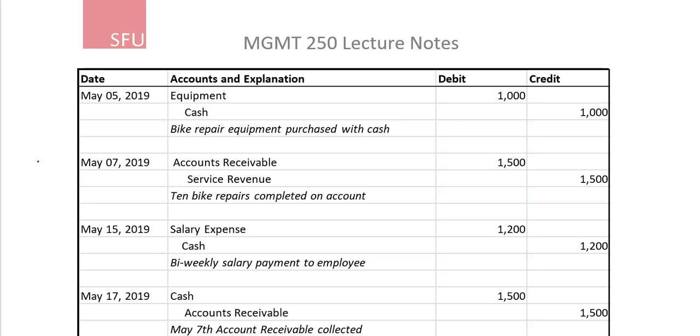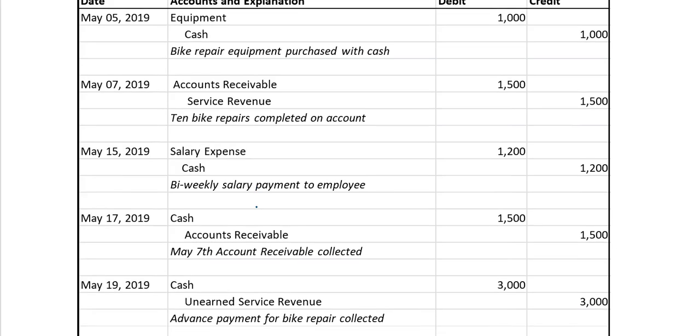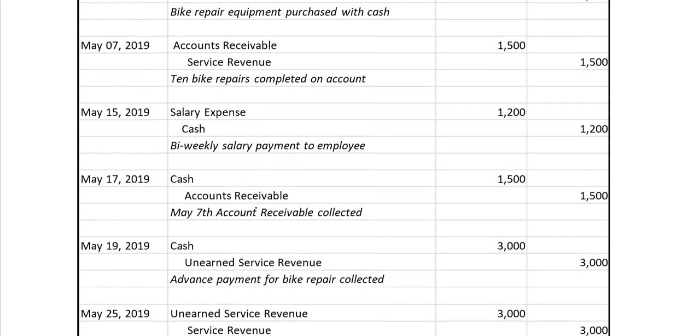So May 5th, we have equipment purchased with cash. We can tell this by looking at the debit and credit, or we can simply read the description down below. May 7th, we have accounts receivable debited, and service revenue. This is bike repairs done on account. We have salary expense and cash. This is salary paid to an employee. And we have on May 17th, cash in exchange for accounts receivable. This is switching one asset for the other. That's a collection of accounts receivable.